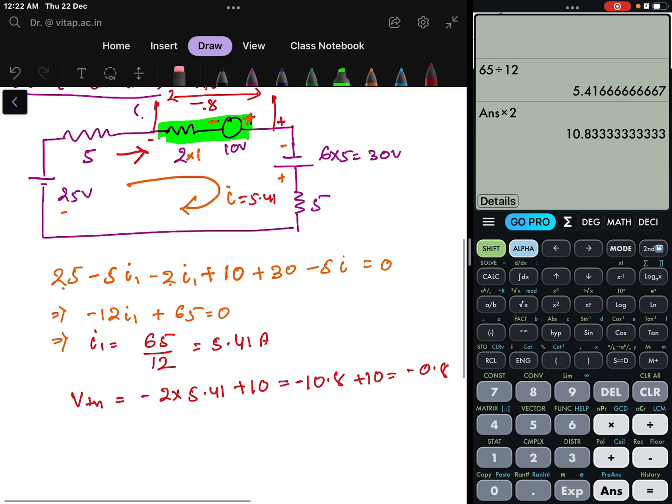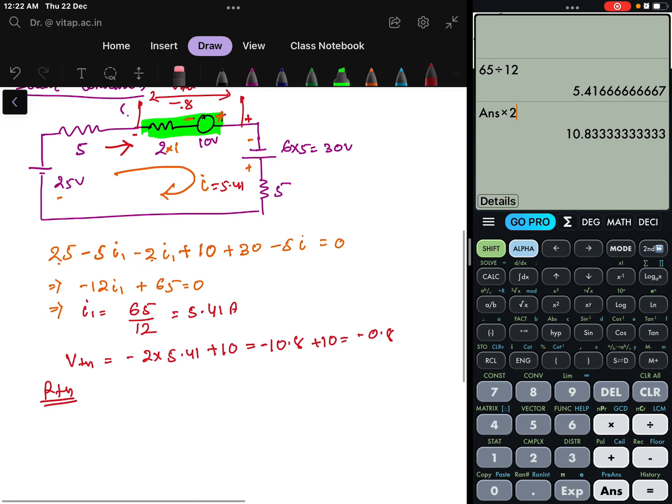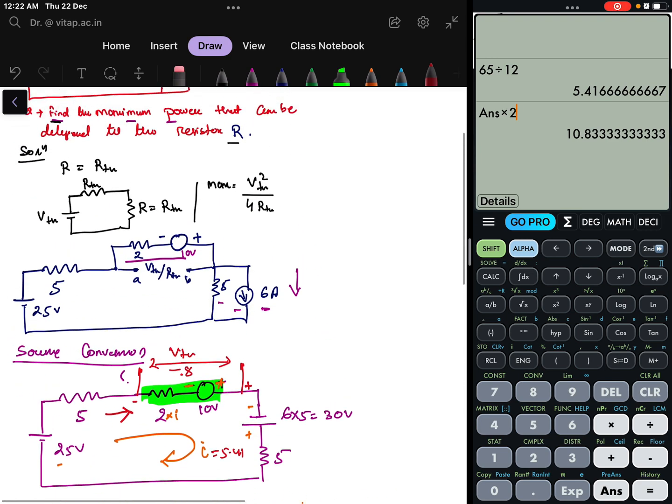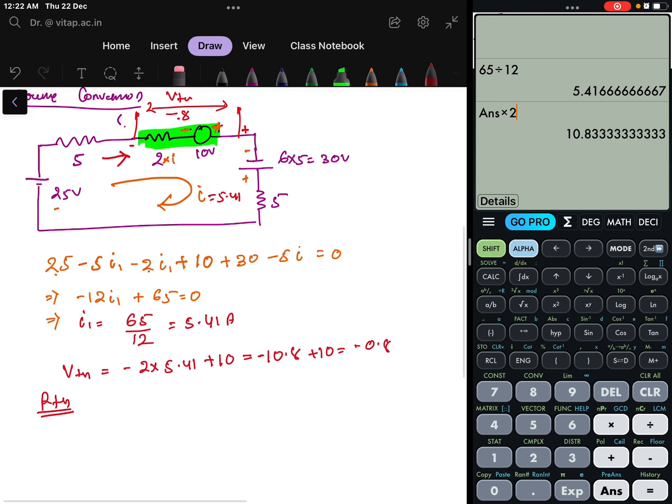Okay, next is what we have to do? So we have to find the RTH. For RTH, what to do? We need to remove all the sources in the circuit and replace the voltage source with a short circuit and the current source with an open circuit. In this case, we don't have any current source. Initially it was there, but we have converted that to a voltage source. So we will be going with that circuit.